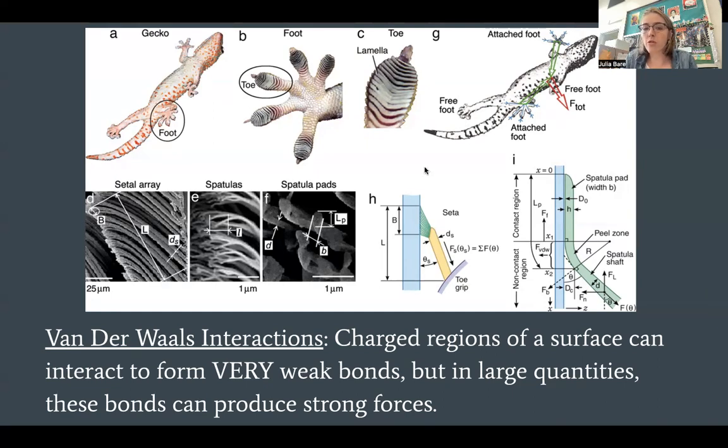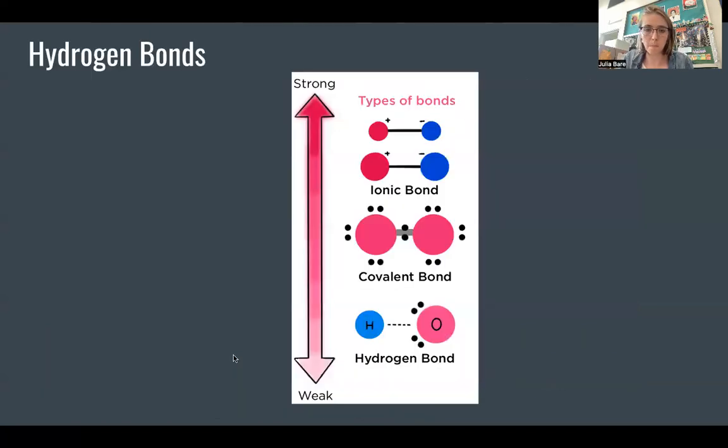And this force is only possible because of an accumulation of forces, accumulation of interactions. We're not going to look at van der Waals interactions too much in AP Bio, but you should be aware of them.